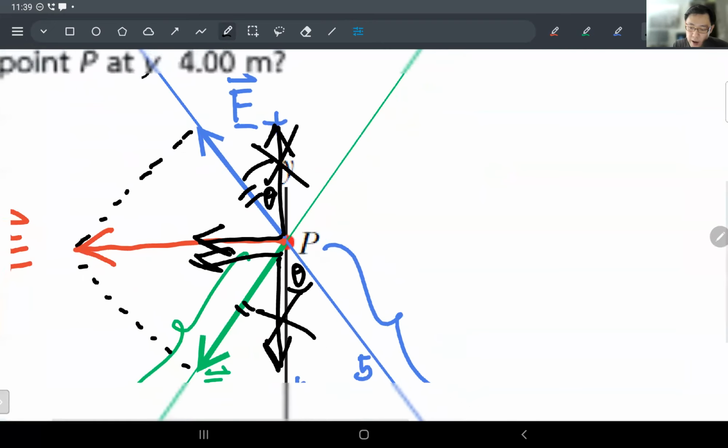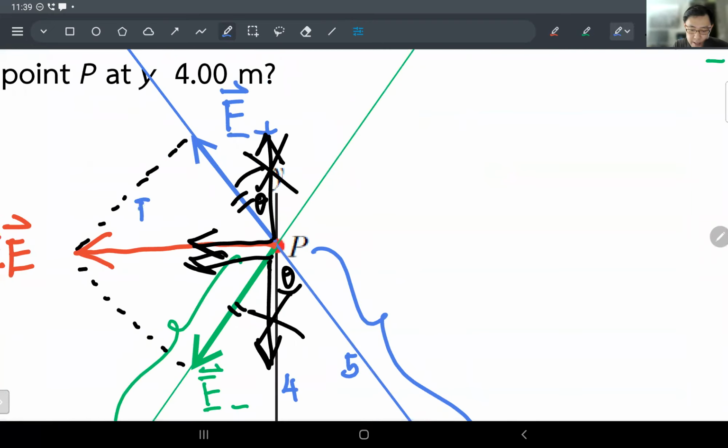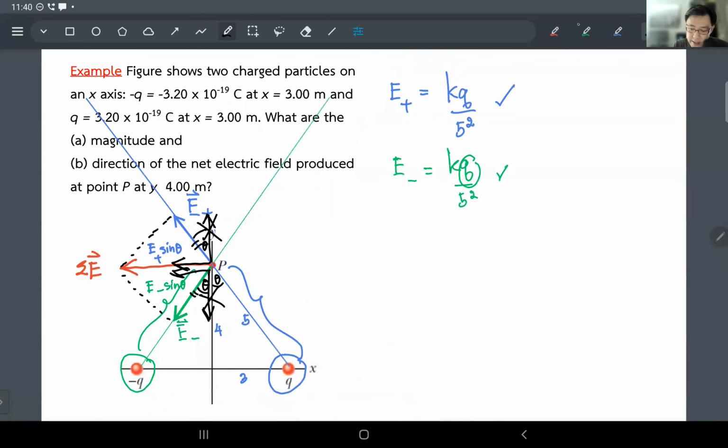So that means this one on top is going to be a plus sine theta. And the horizontal component for the green is going to be a minus sine theta as well. I mean, they must be the same, okay? Because this is going to be my theta as well. Cool. So what you get from there is now your net electric field magnitude, right? Just only need the magnitude.